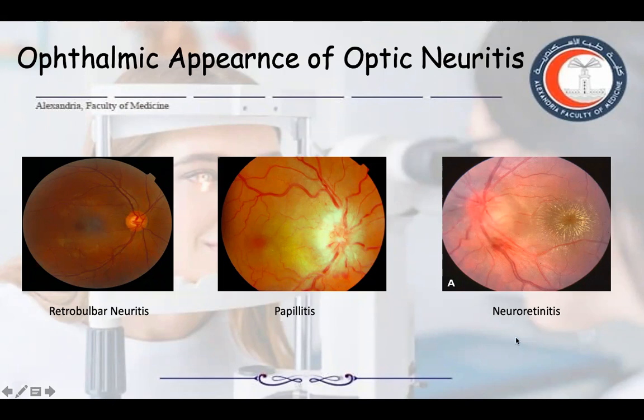And I think, as we all know, the most common cause of neuroretinitis is cat scratch disease. 60% of cases of neuroretinitis are caused by cat scratch disease, 25% idiopathic, and the remainder related to other causes like Lyme disease and sarcoidosis and so on. This is the ophthalmic appearance classification of optic neuritis or inflammatory optic neuropathy.